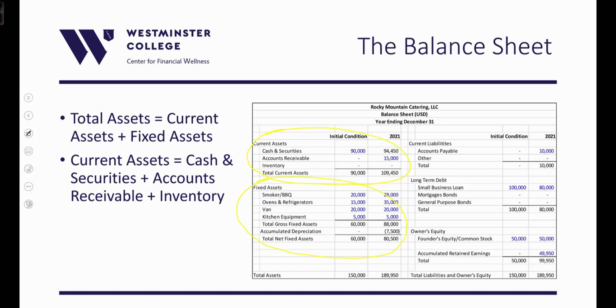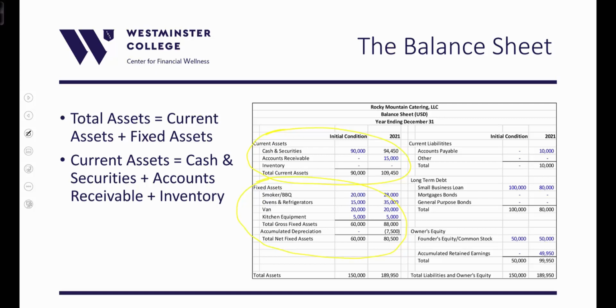Notice that we have dollar values for the smoker at $20,000, and we're looking at the initial condition column here for a moment. The smoker, or the big barbecue, for $20,000, for some ovens or refrigerators at $15,000, for a van at $20,000, and some kitchen equipment at $5,000. These are the initial costs of those pieces of equipment.